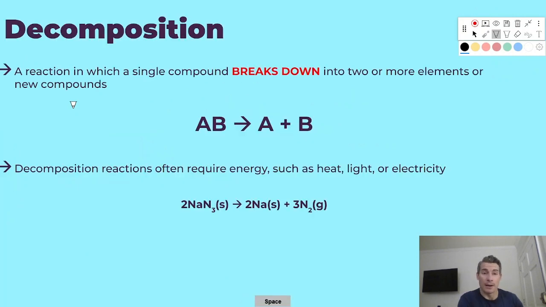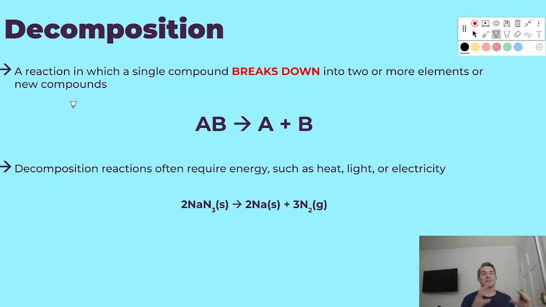All right, moving on to decomposition reactions. A decomposition reaction is a reaction in which a single compound, a single molecule, breaks down into its two individual parts, or its two constituent parts. So if you have element A and element B, and it breaks down into elements A and B separately, that's a decomposition reaction. They do require energy.